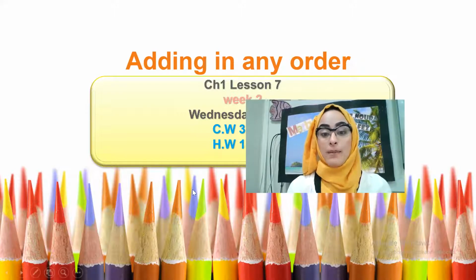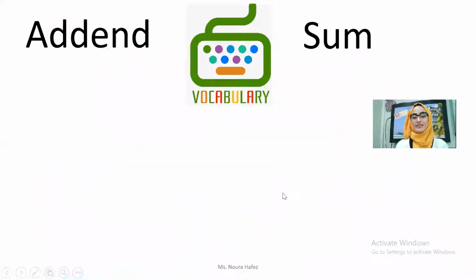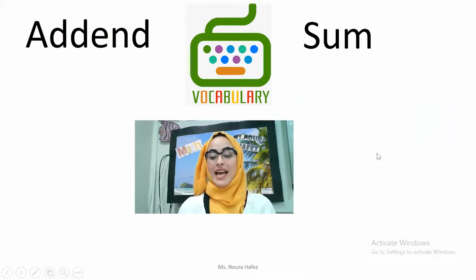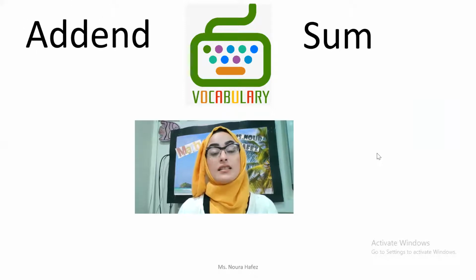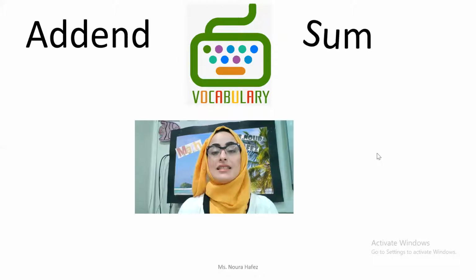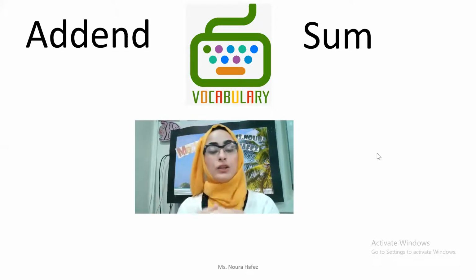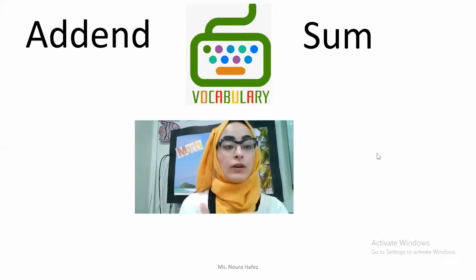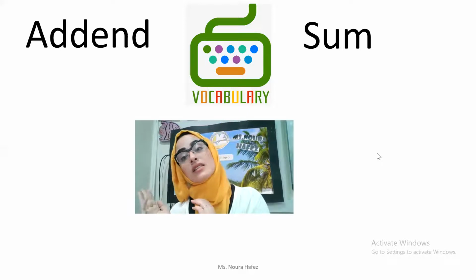So we will go directly to the PowerPoint and understand more. Before we start, we have 2 vocabulary words to talk about. Say with me: addends. Addends are the numbers you add. The second one, sum. Sum is the answer. So addend plus addend equals sum. 4 plus 1 equals 5. 4 and 1 are what? Addends. And the sum is 5.